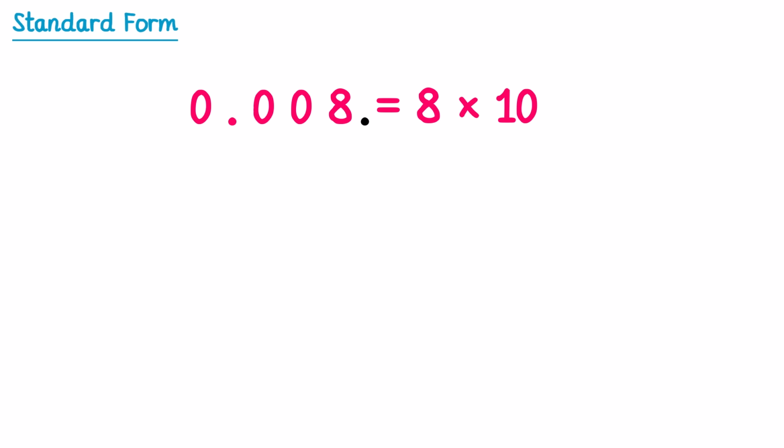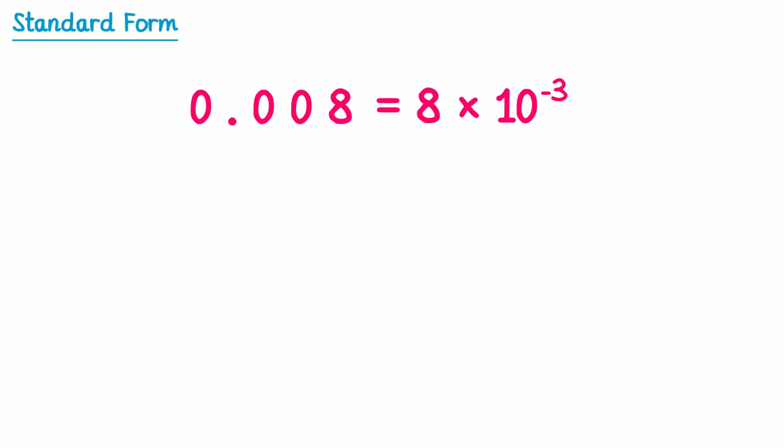We're now going to divide 8 by 10 as many times as we need to, so that we end up with 0.008. So if we divide 8 by 10 once, it would be 0.8. If we did it a second time, it would be 0.08, and if we did it a third time, 0.008, the number we're after. So we divided 8 by 10 3 times, so this will be 8 times 10 to the power negative 3, and it's negative because we divided rather than multiplied.